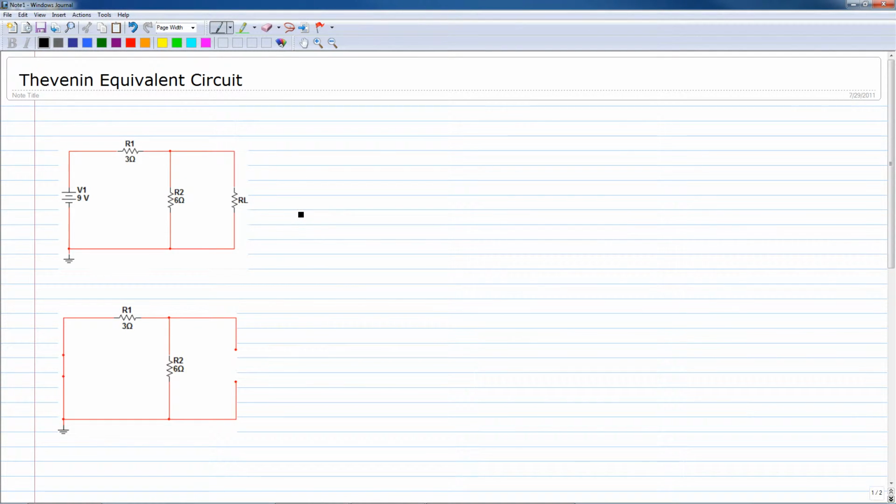Welcome to this video on Thevenin's equivalent circuit. In this video we will determine the Thevenin's equivalent circuit for this top circuit.